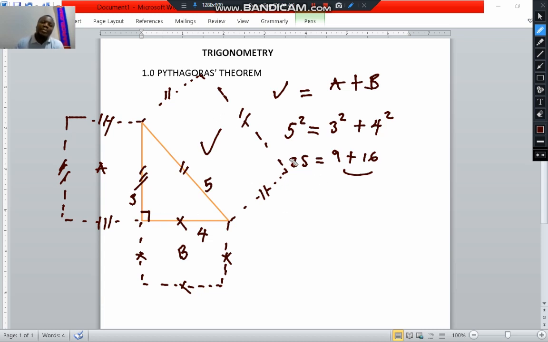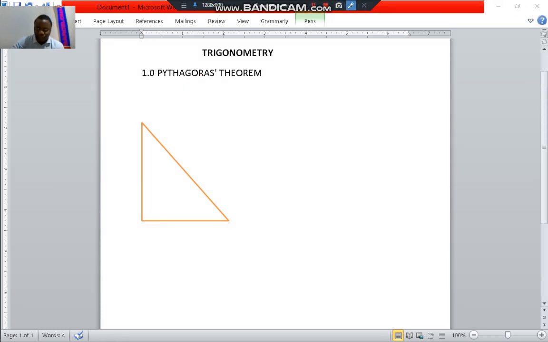So he ended up coming up with a theorem called the Pythagoras Theorem. What the Pythagoras Theorem states is that the sum of the squares of the 2 short sides of a right angle triangle would always be equal to the longest side squared. Now, that may be a little confusing, so let me just make this into a very nice formula here.